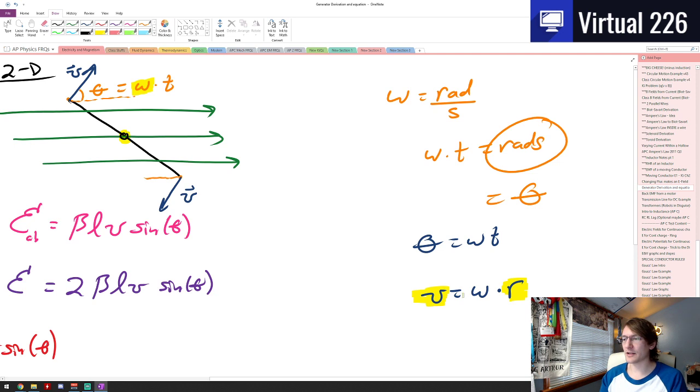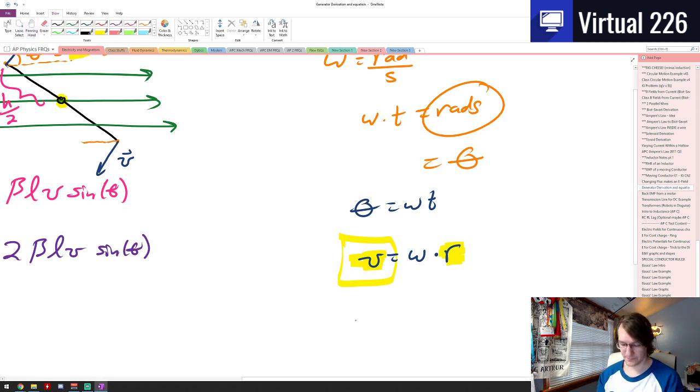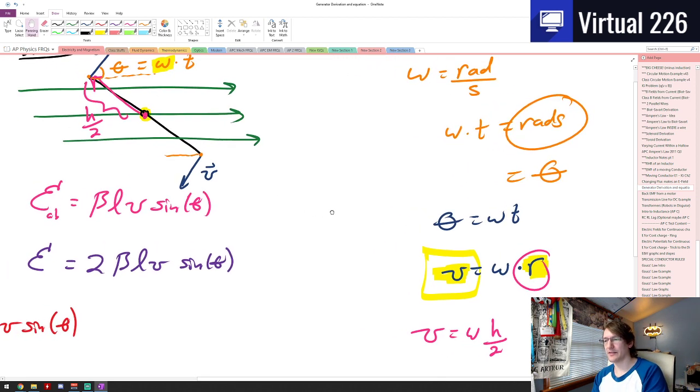So what we can say here is that, if we want to figure out what this velocity v is, we know that this distance here, we said this was h over 2. So we can say that our linear velocity here, v, is going to be omega times h over 2, because that's our radial position from the center out to our edge. Okay? Now, why would this matter for us?